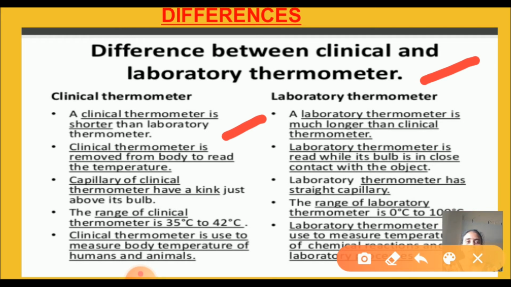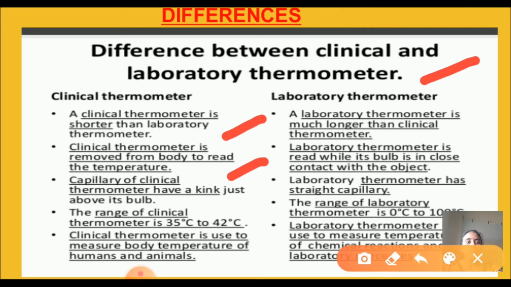And second, the clinical thermometer is removed from the body to read the temperature, and the laboratory thermometer is read while its bulb is in close contact with the object. So what is the meaning here? The clinical thermometer is removed from the body. For example, to measure the temperature of humans and animals, we put it in the mouth or elsewhere, and after that we remove the clinical thermometer to read the temperature.